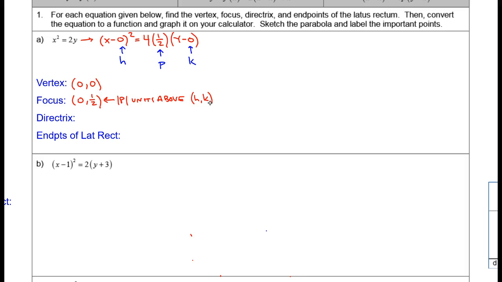Okay. So how about the directrix now? Well, the directrix is the same distance away from the vertex as the focus is. It's just in the opposite direction. So now I have to go down 1/2 a unit below h comma k, and this one has to be written as an equation. This is y equals negative 1/2, and that's absolute value of p units below h comma k.